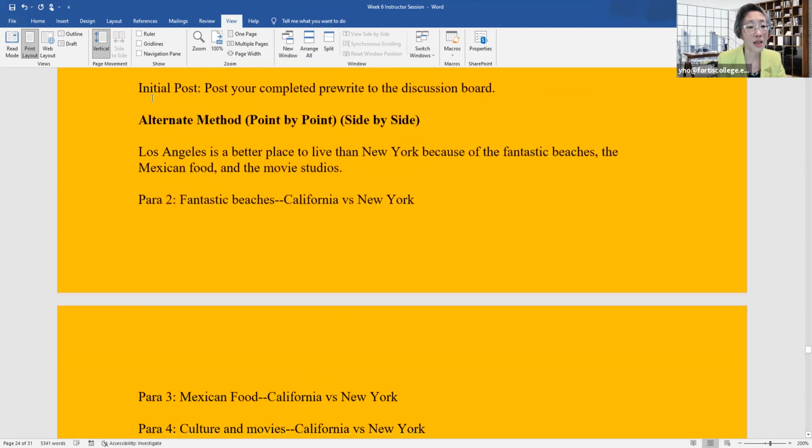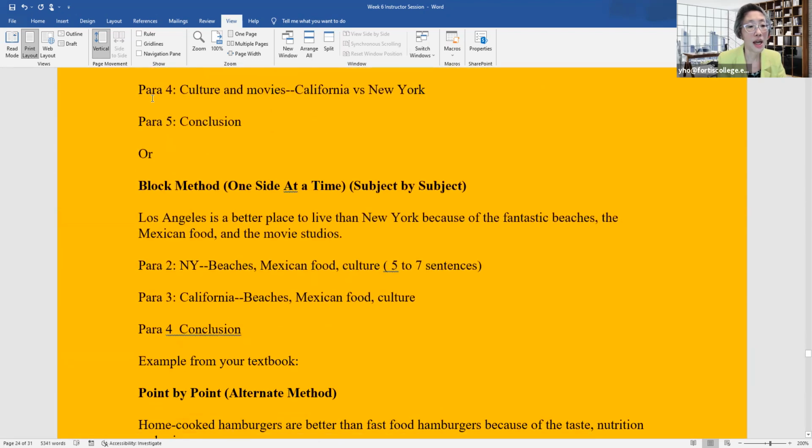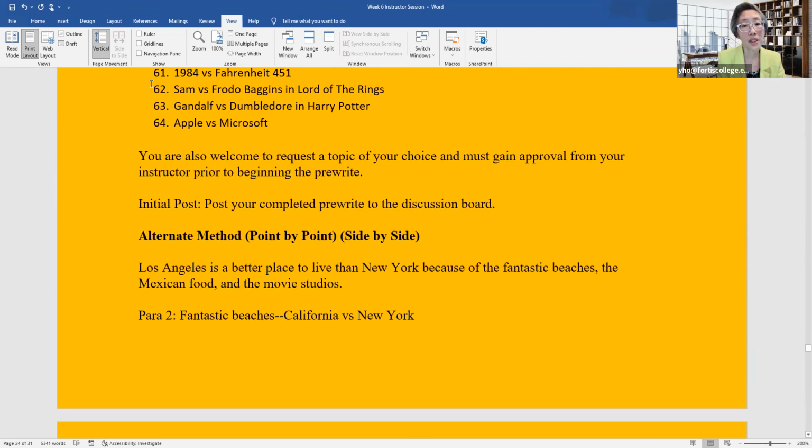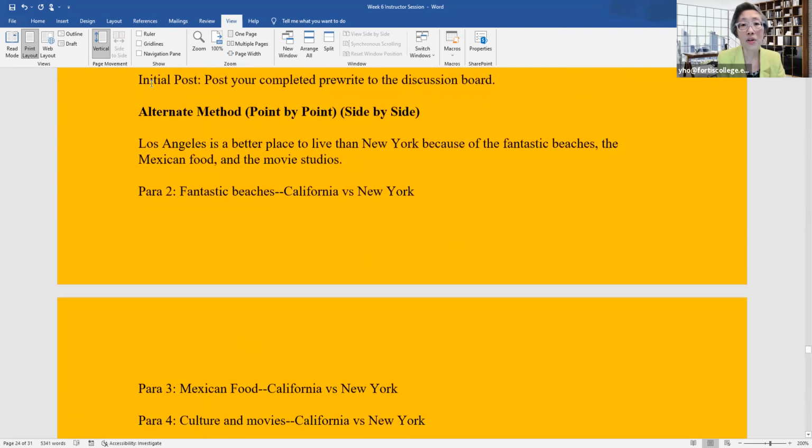And then here you have different kinds. And then you can also write subject block. So here I show you 2 different ways in which you can write your comparison contrast essay. Either you use the 5-paragraph essay structure, where you say Los Angeles is a better place to live because of the fantastic beaches, the Mexican food, and the movie studios. That you're already familiar with.